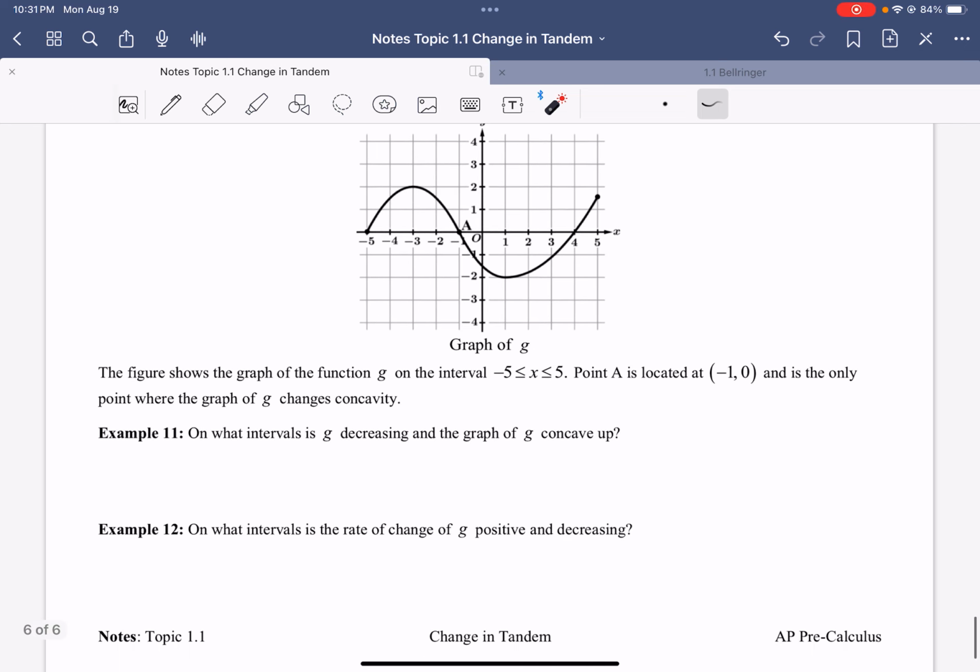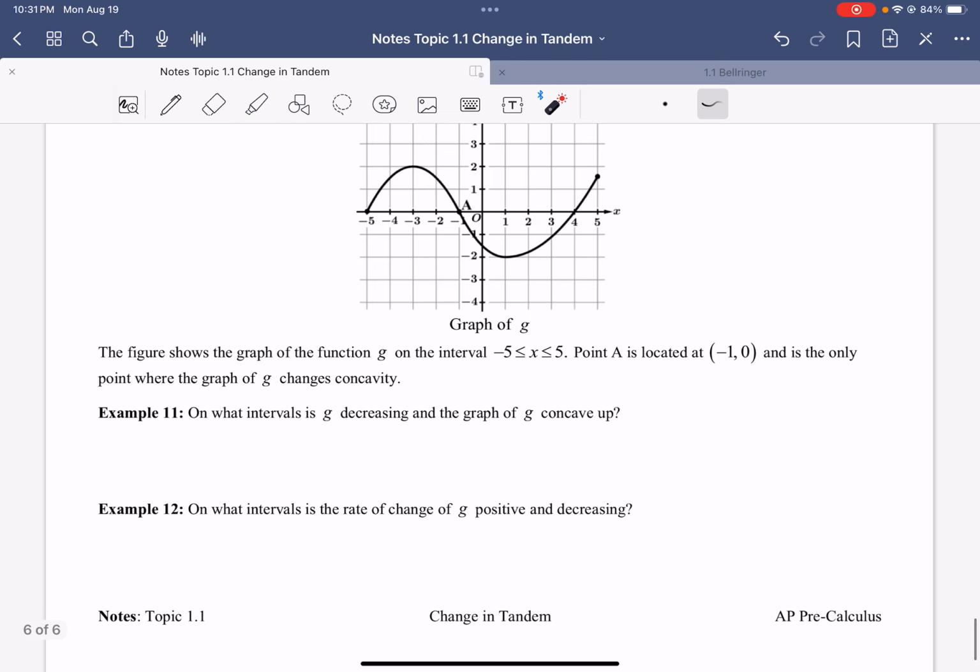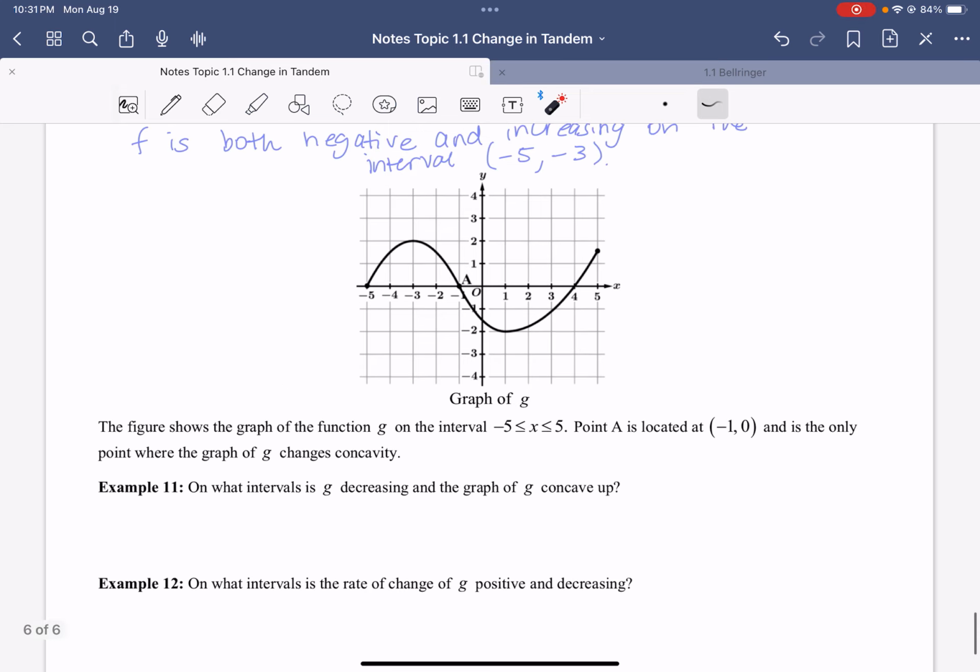Last problem, the figure shows the graph of the function g on the interval -5 to 5. Point A is located at -1, 0 and is the only point where the graph of g changes concavity. So I can see that I have a frowny face at the beginning and then I have a smiley face at the end. Okay? Example 11 says, on what intervals is g decreasing and the graph of g concave up?